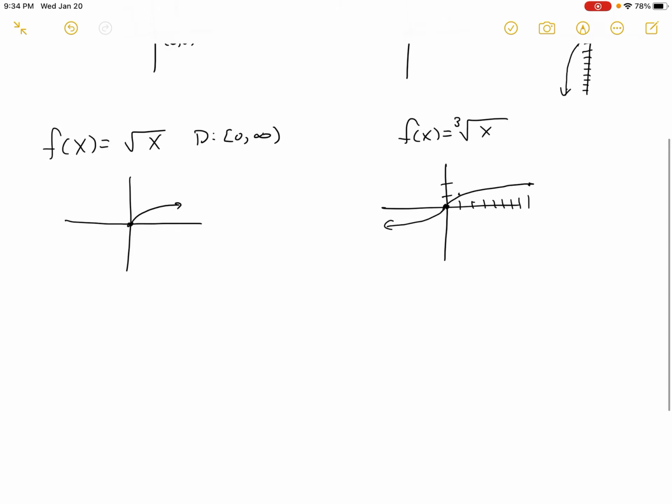A few other functions. Certainly you know what this looks like, y equals x. You've known this since pre-algebra. It's a line that goes right through 0, 0, and is a 45-degree line. They may reference that.